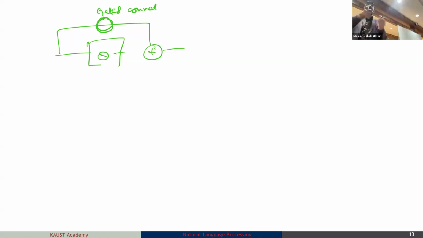So the Siri on your phone, Google Translate, auto completion, all of these were using LSTM-based architectures. And as I always like to say, the founder of the LSTM is Jürgen Schmidhuber, who is part of the faculty at KAUST.